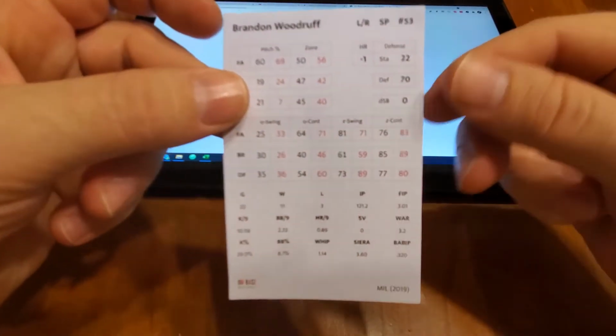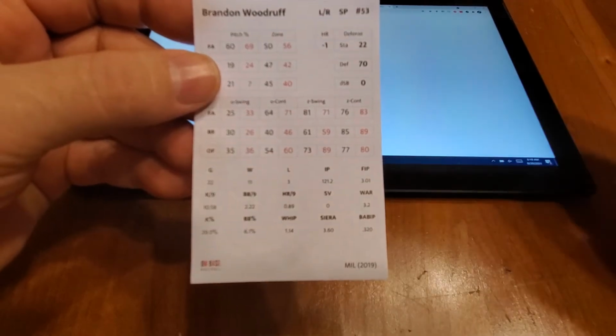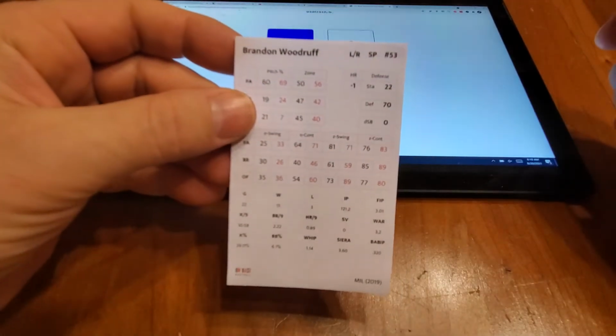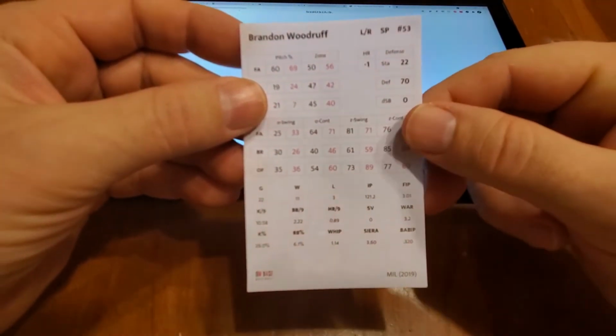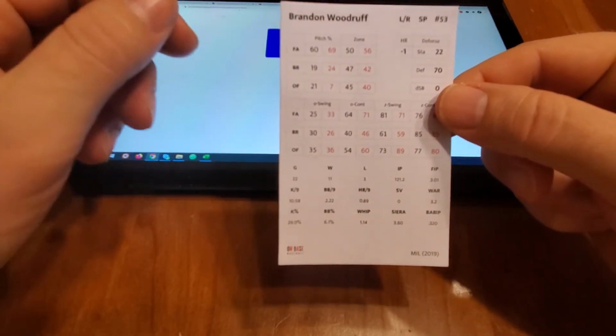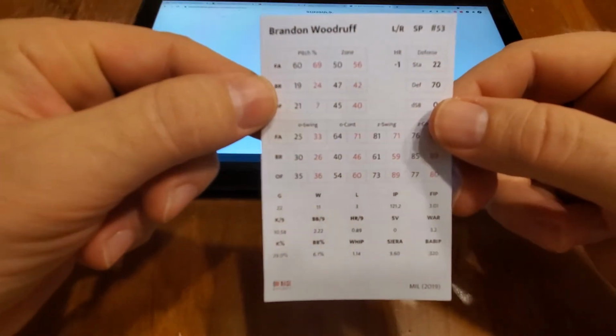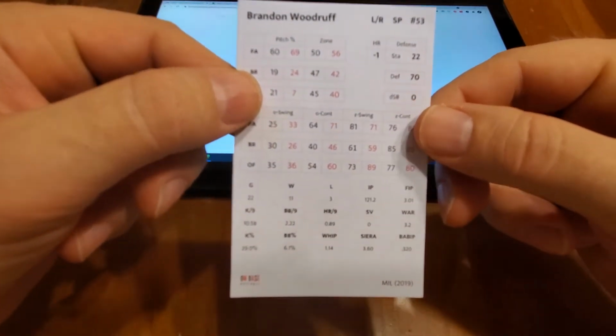We have a pitcher card here, and this is Brandon Woodruff, 2019 with Milwaukee. If you watched the first video, the introduction to all the card components, you can go through what each of these means.